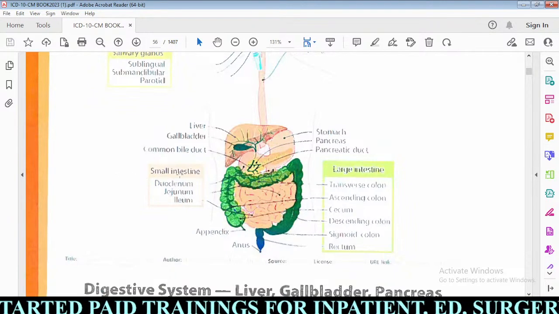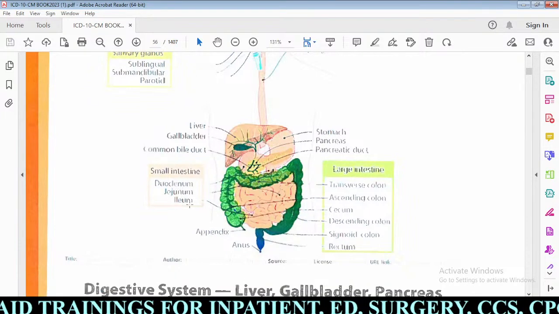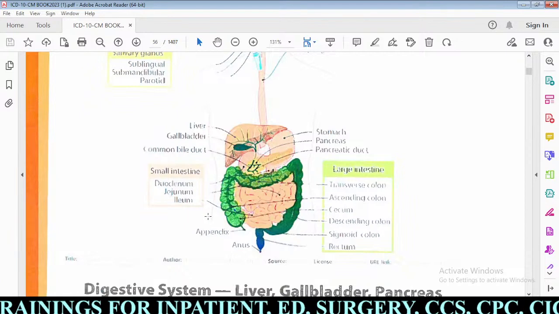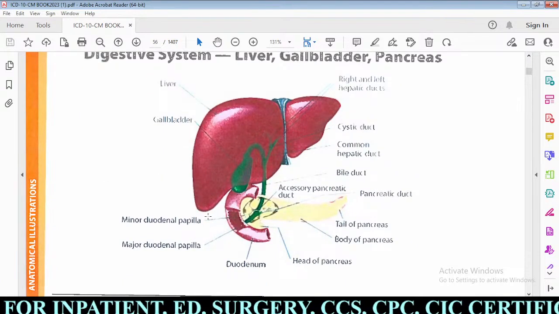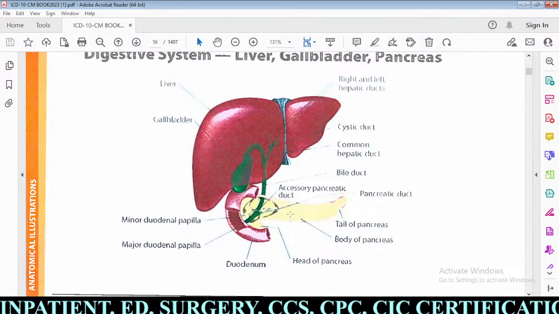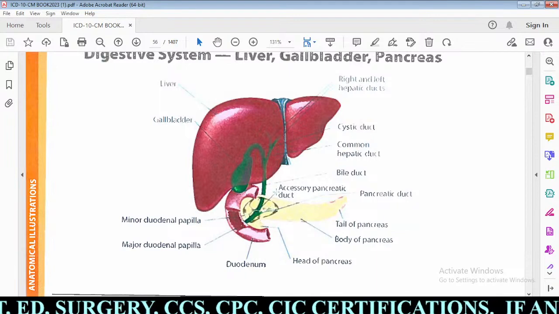For example, if you take small intestine, it has duodenum, jejunum, ileum. So you need to find all these things. If you know all these things, you can write easily. For example, if you have a question related to common hepatic duct and you don't know, you can check this anatomy.